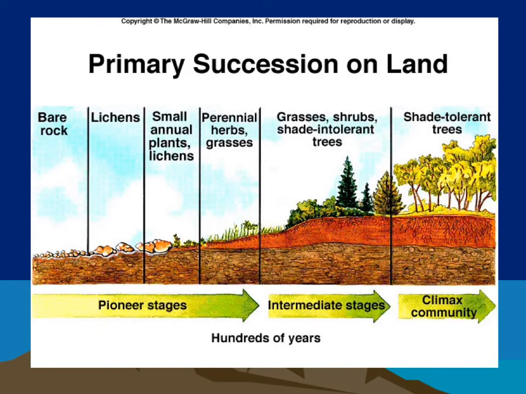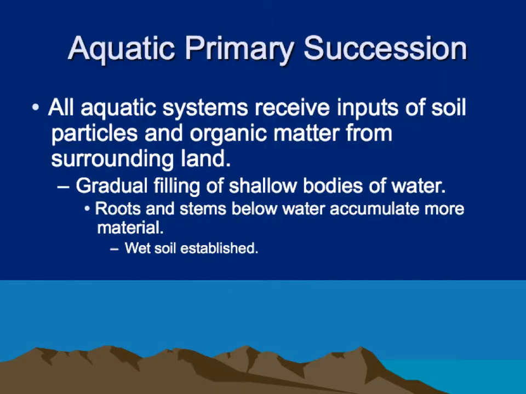So this image is from your book. It's a pretty nice one of showing the pioneer stages over here, leading to the intermediate stages and then the climax community and what you're going to see over time. So succession is not just for terrestrial environments, although that's the examples we've continued to use in class. Aquatic succession can also happen.